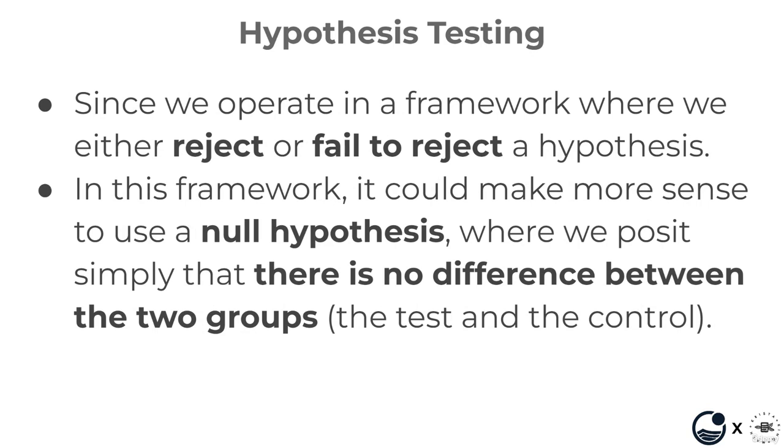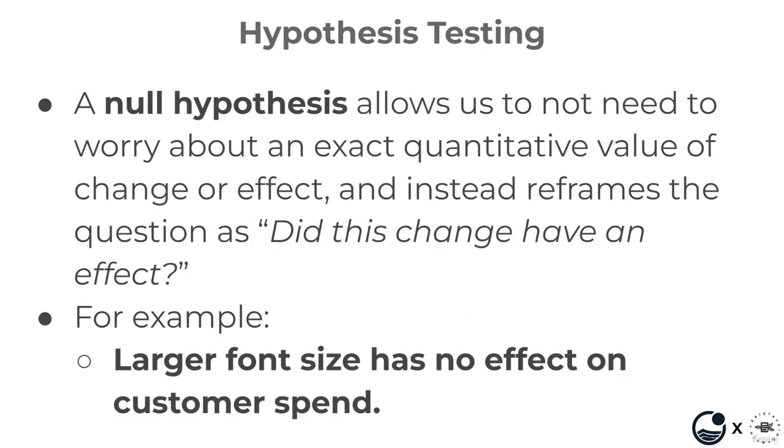Now, since we've established that we operate in a framework where we either reject or fail to reject a hypothesis, in this framework, it probably makes more sense to use what's known as a null hypothesis, where we posit simply that there is no difference between the two groups, that is the test and the control. So that is, there is null effect or no effect. That's why it's called the null hypothesis. And you'll realize it becomes a lot easier, statistically speaking, to just frame this null hypothesis regardless of what you're actually testing. A null hypothesis allows us to not need to worry about an exact quantitative value of change or effect. So I don't really need to worry about saying it's going to be exactly $100 or exactly $101.